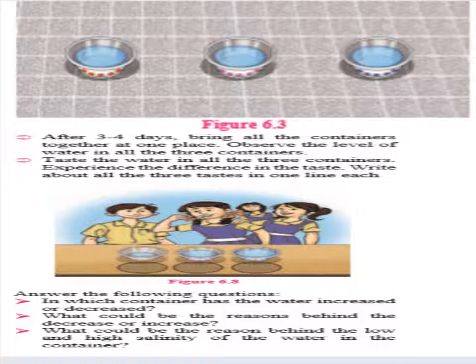Fresh water was added in the container, so the water level increased. The water has decreased in the container which was kept outside in the sun due to evaporation. What could be the reason behind the low and the high salinity of the water in the container? The container which was kept outside in the sun, due to the high rate of evaporation, the salinity is high, obviously. And as we kept on adding fresh water to the container kept in the room, the salinity is low. Such a quick experiment and we get the concept of salinity. Wow.